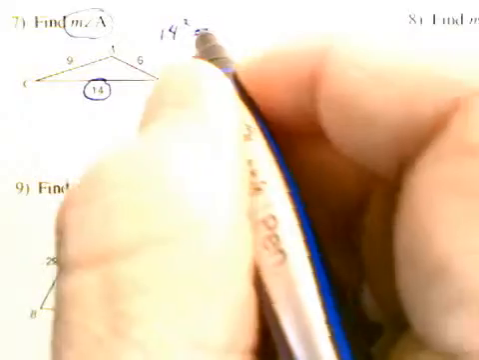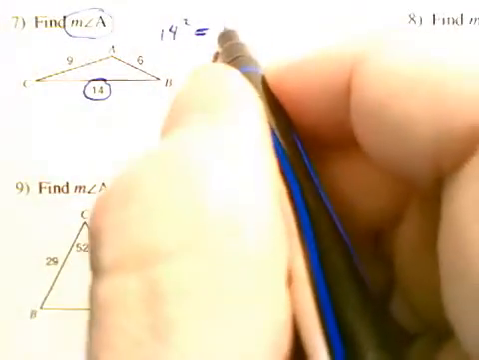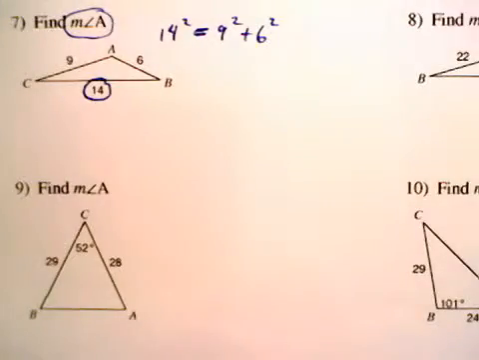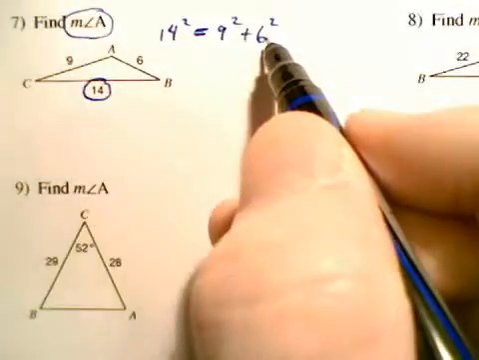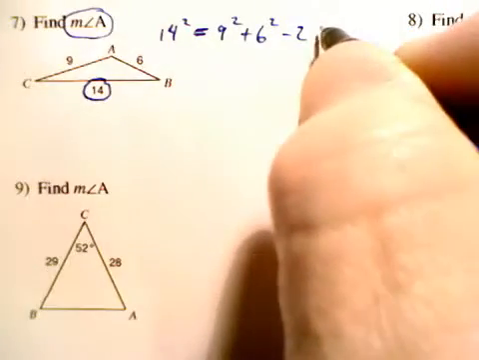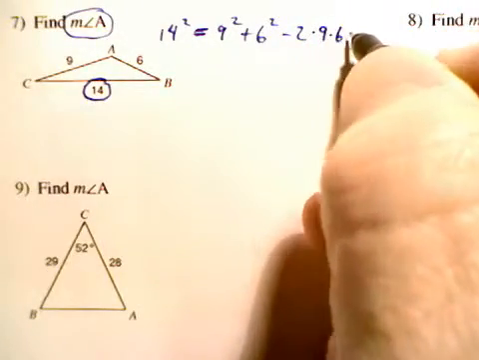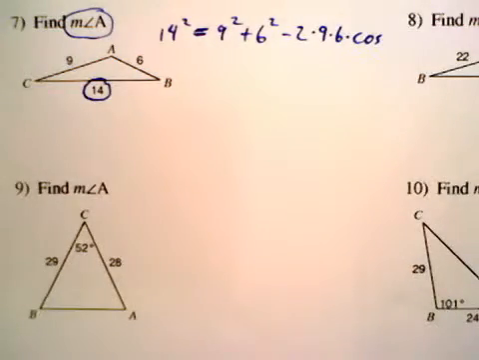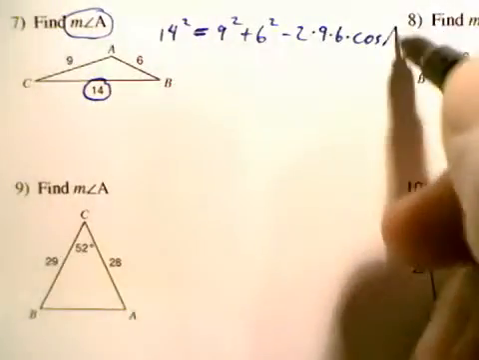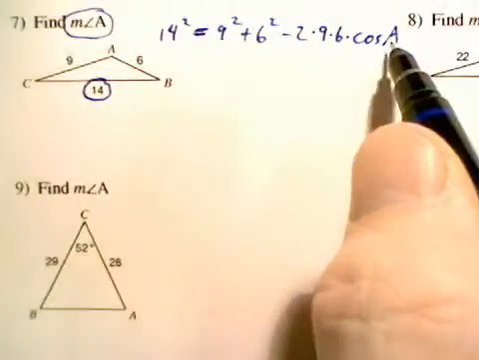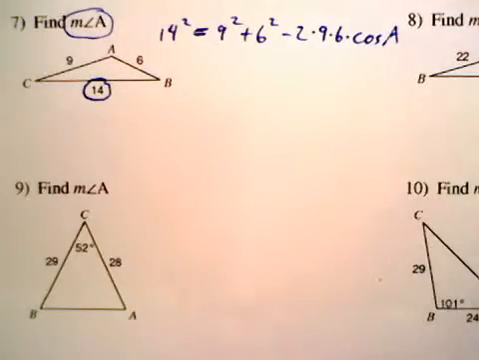So we're going to start with 14 squared equals the sum of the squares of the other 2 sides, 9 squared plus 6 squared. We're starting off just like the Pythagorean theorem, but since it's not a right triangle, we have to subtract 2 times the 9 times the 6, and then, because we're using the law of cosines, multiply by the cosine of the angle opposite that side. Since we're trying to find angle A, that becomes our only variable in the entire problem.